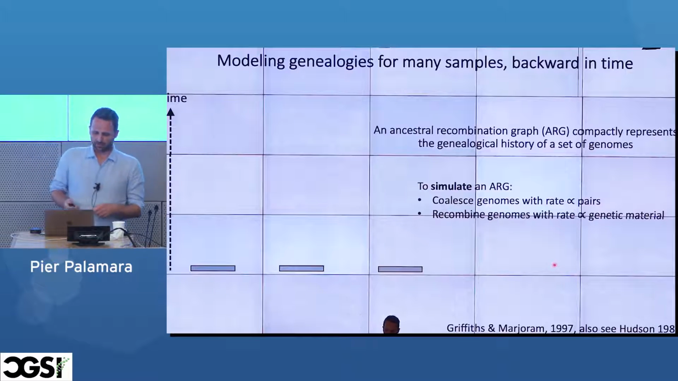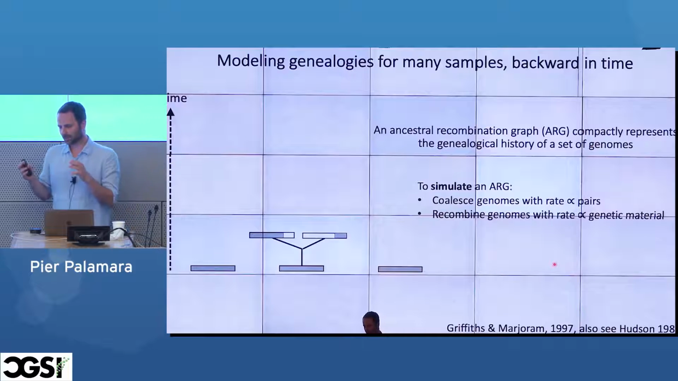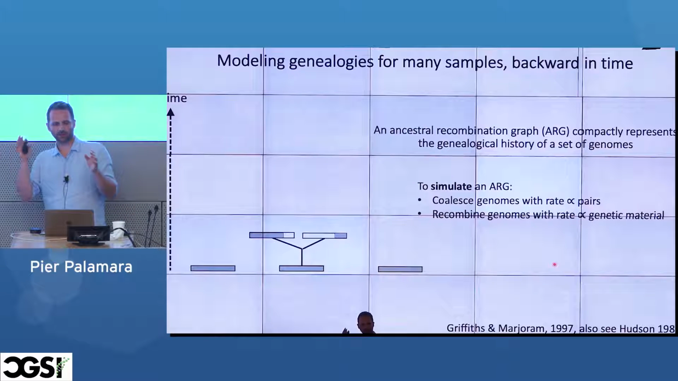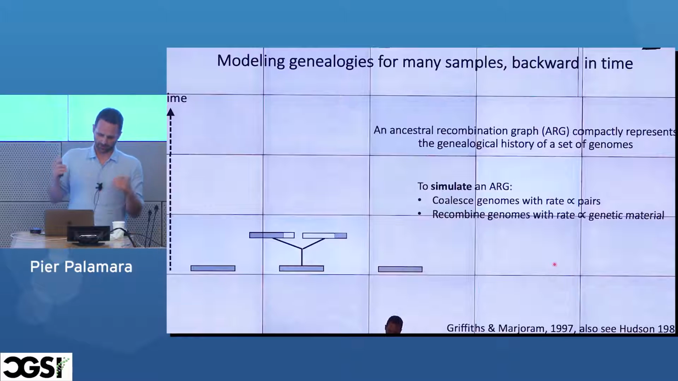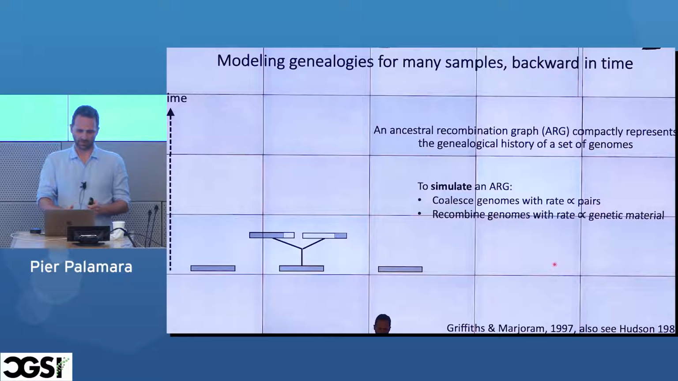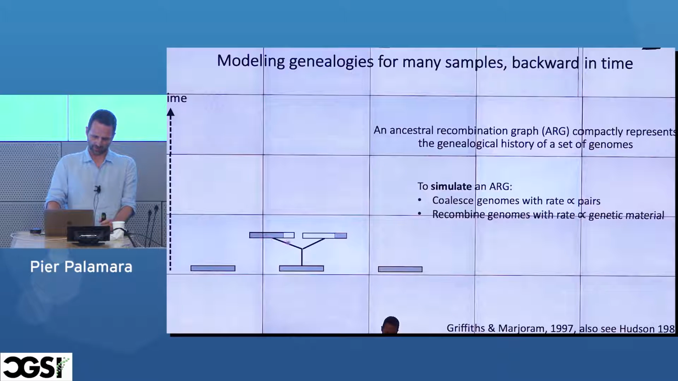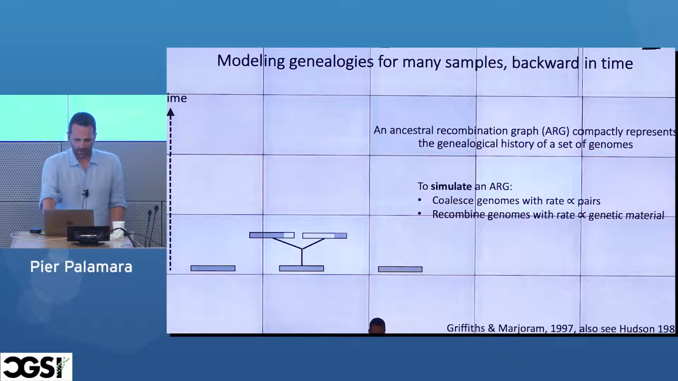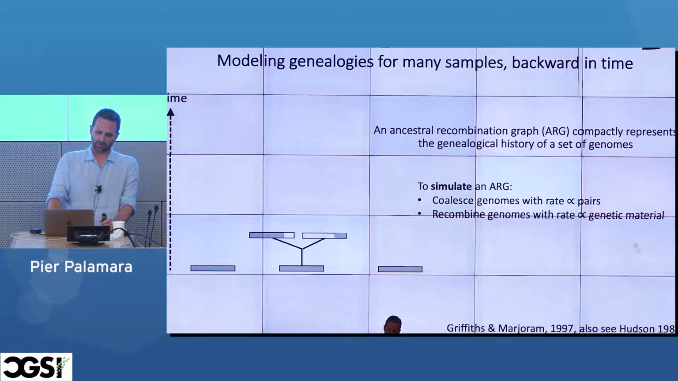Or we recombine them. A recombination looks like this. So you take a node and you split it at some recombination breakpoint. And so this increases the number of nodes that we're tracking. The amount of genetic material doesn't change here because I'm just sending some material here in gray and some here. And this happens at a rate that depends on how much material I'm tracking.